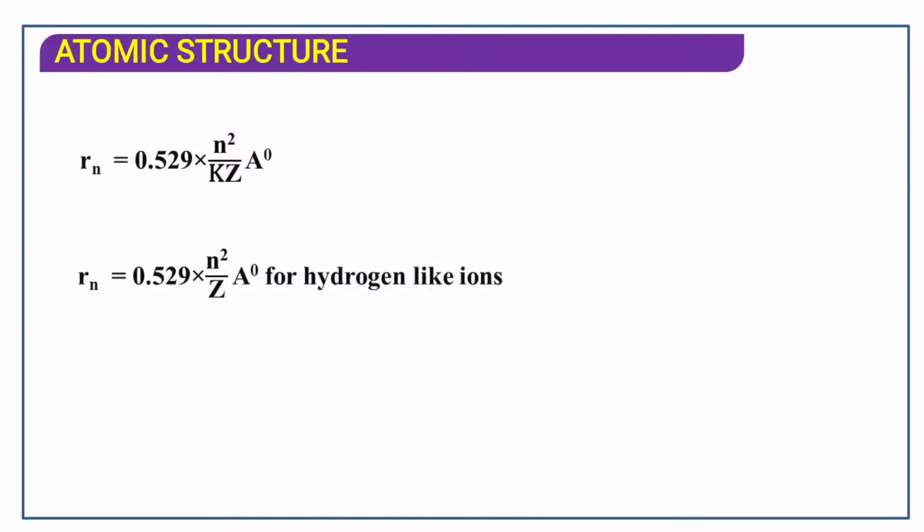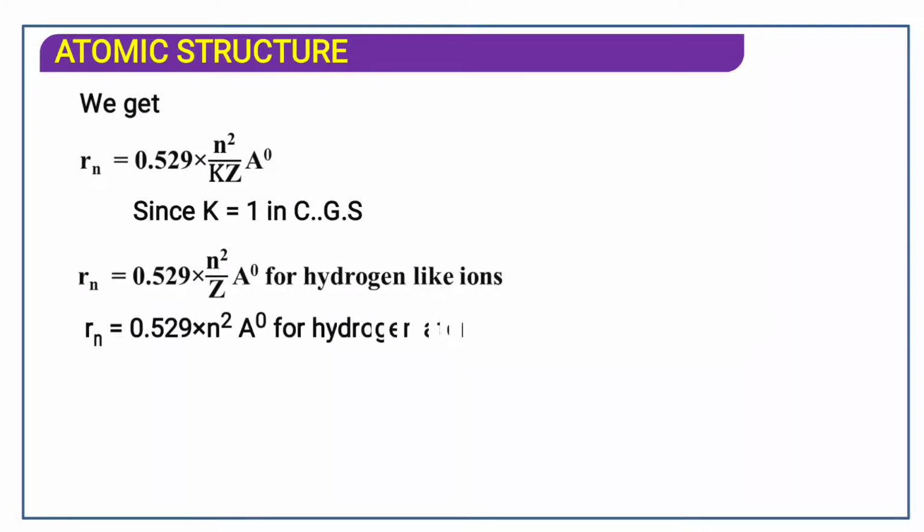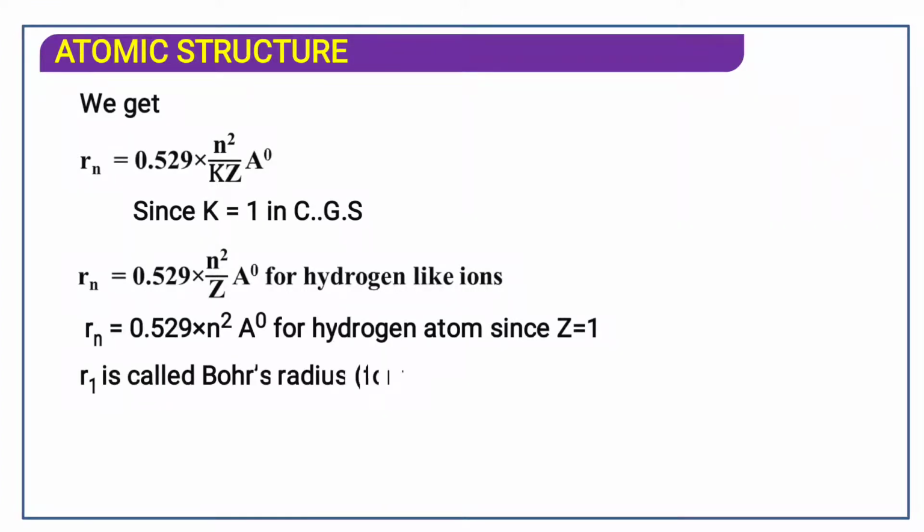n is the orbit, Z is the atomic number. So we can get this value. Now this is in Angstrom. If we convert it into joule, it will become 52.9. If r is equal to 1 for the Bohr's orbit, then it will be 0.529 Angstrom.